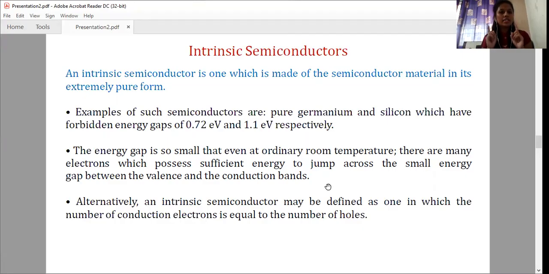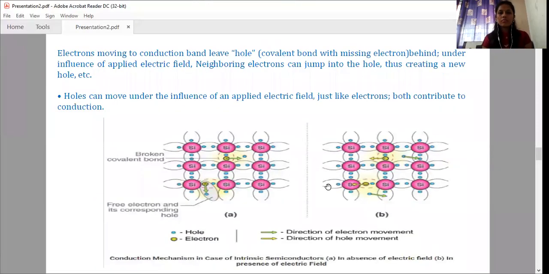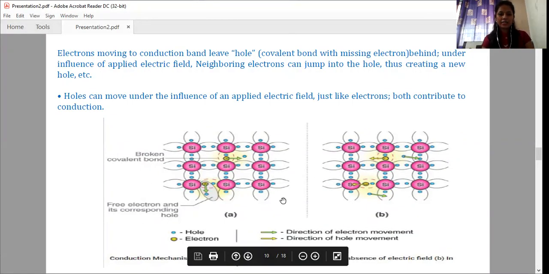In this intrinsic semiconductor, which is a pure form, the number of electrons is equal to the number of holes. In this lattice structure, we see the covalent bonds of silicon atoms with each other. They are tightly bound with each other.